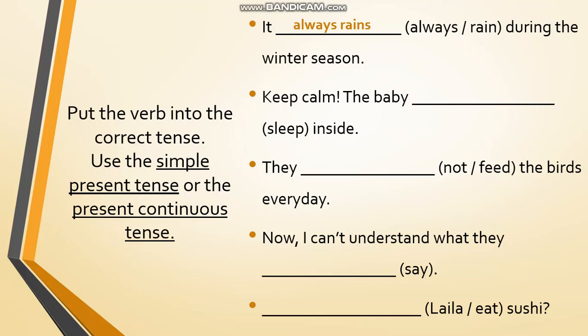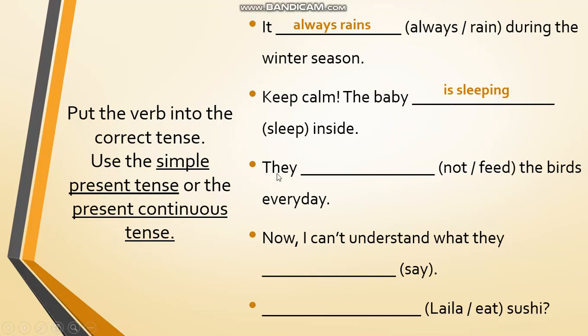Sentence number 2. Keep calm, the baby sleeps inside. I'm telling you now at the moment of speaking to keep calm because the baby is sleeping inside. So I used the present continuous or the present progressive tense because I'm telling you about an action that's happening now. And baby is singular, so I used is.